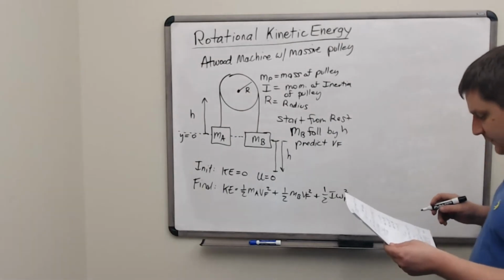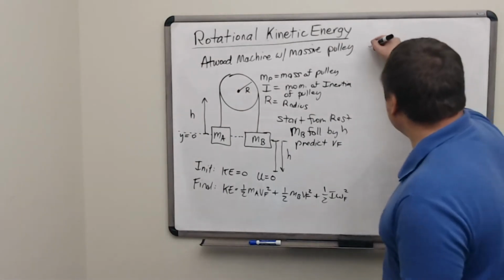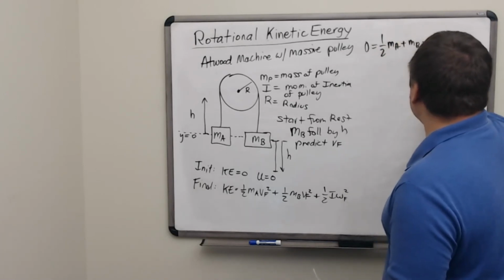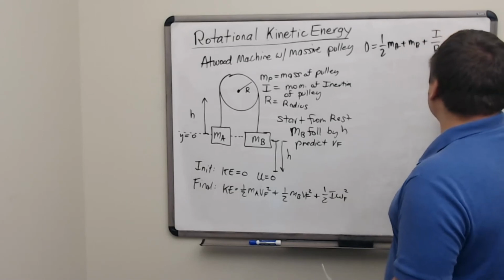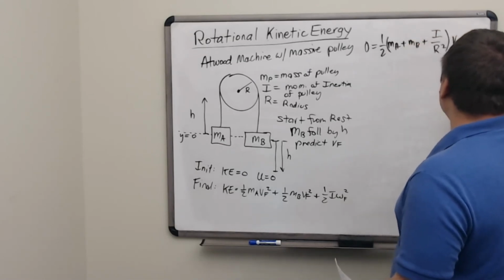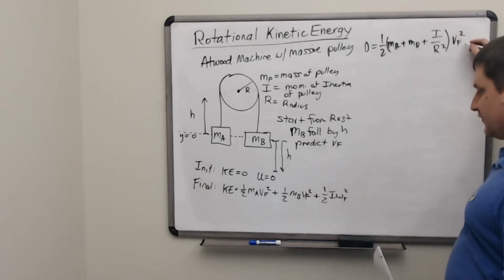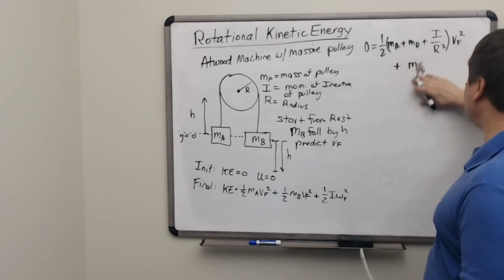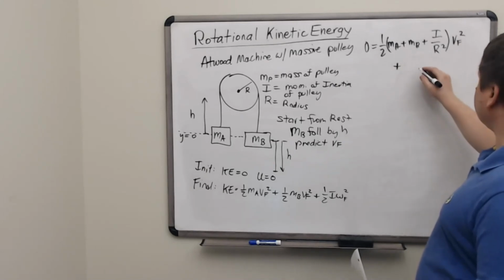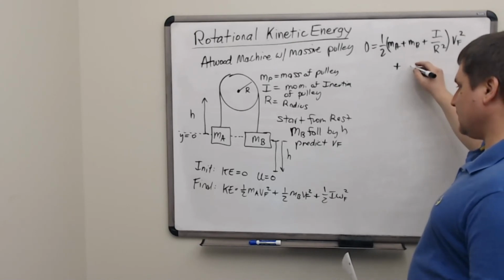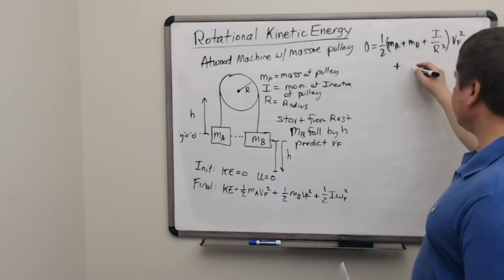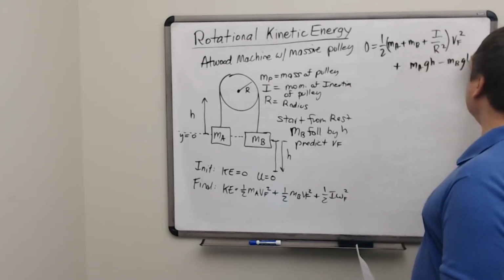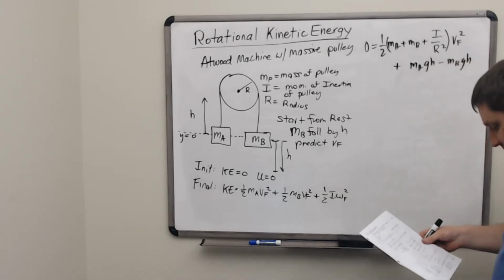Putting these two things together with conservation of energy would give us 0 equals 1/2 (MA plus MB plus I over R squared) times Vf squared as the kinetic energy term, and then plus the final potential energy. So MA g h minus MB g h. That's the final potential energy of the system.